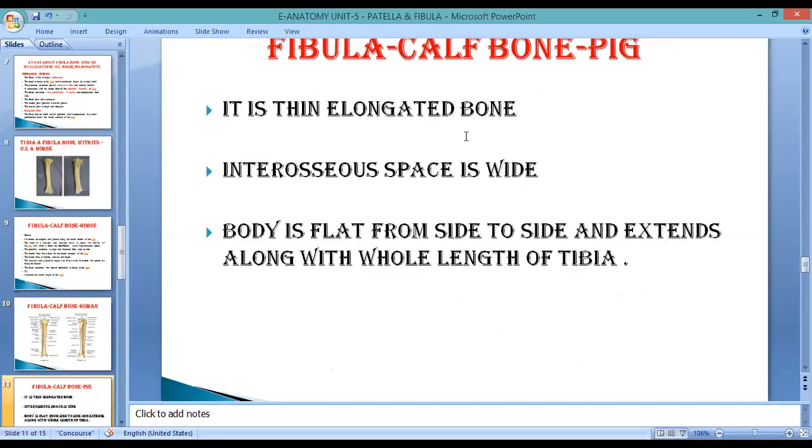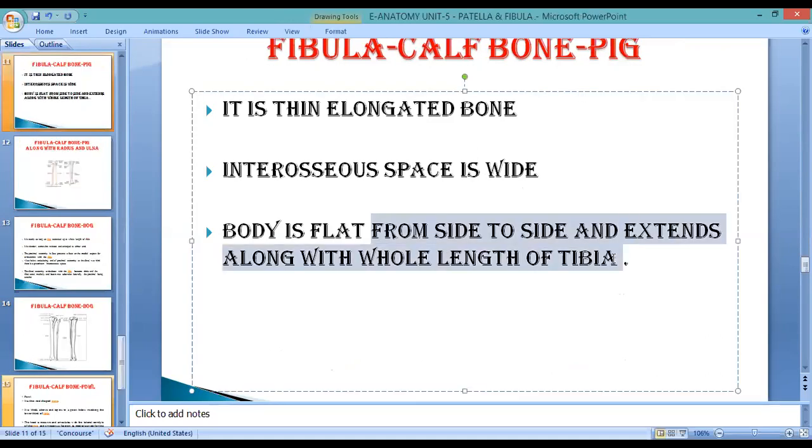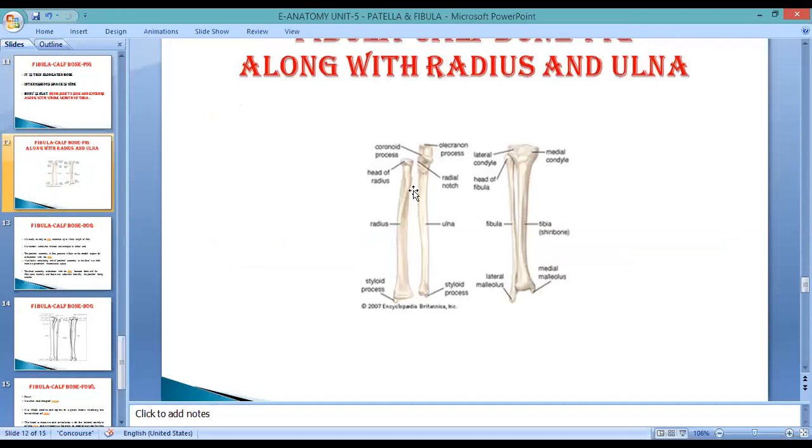This is the pig. In case of the pig, this is the thin elongated bone. Interosseous space is wide and body is flat, side to side, and extends along the whole length of the tibia bone. You see here, this is the radius ulna of the pig and this is the tibia and fibula of the pig.